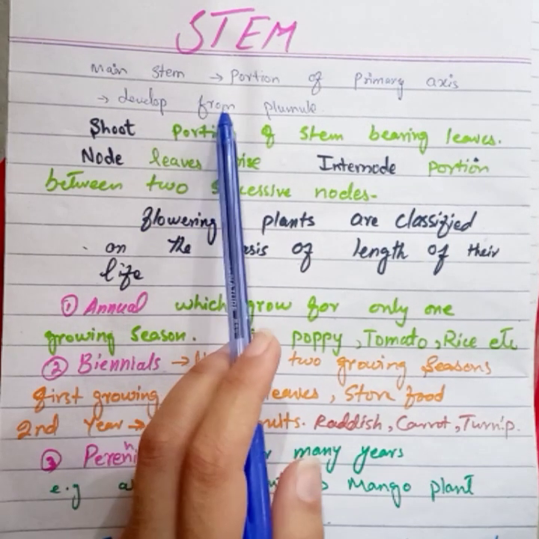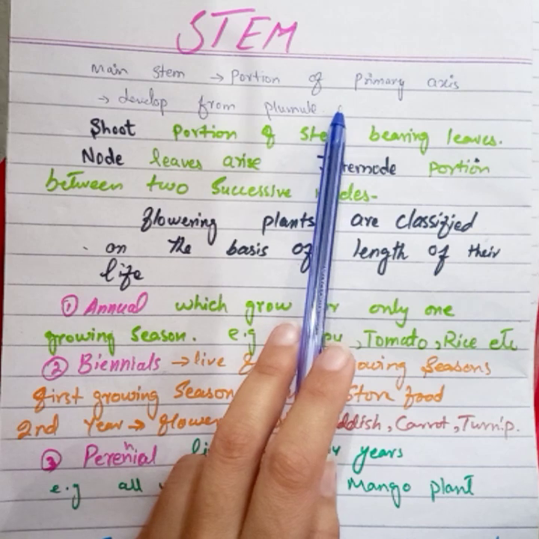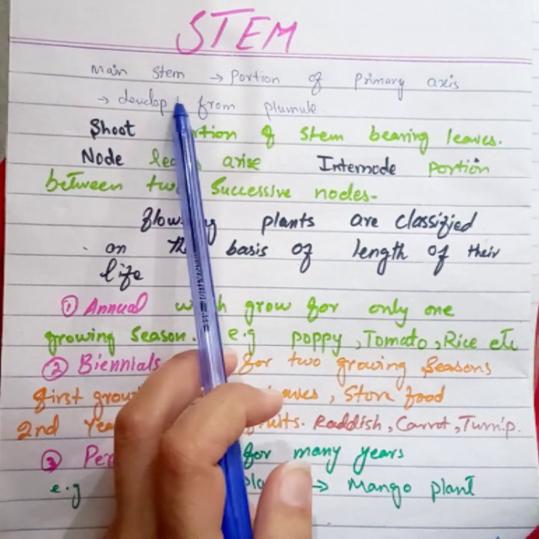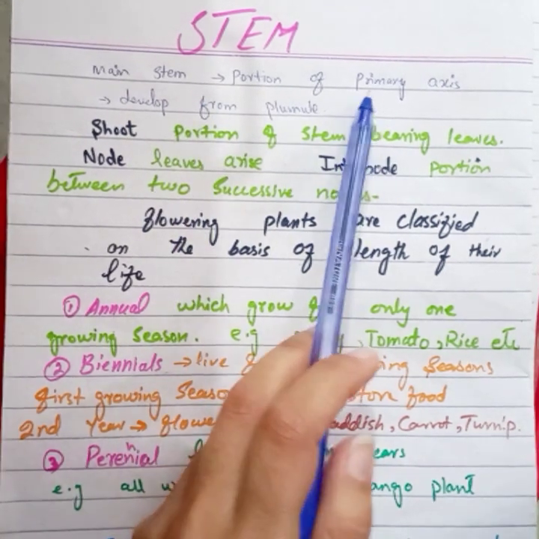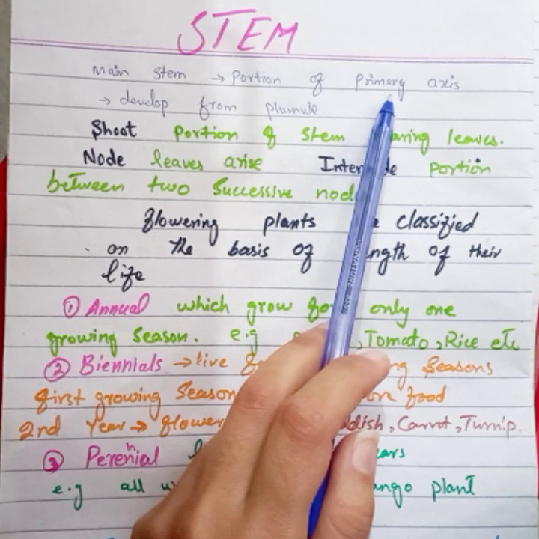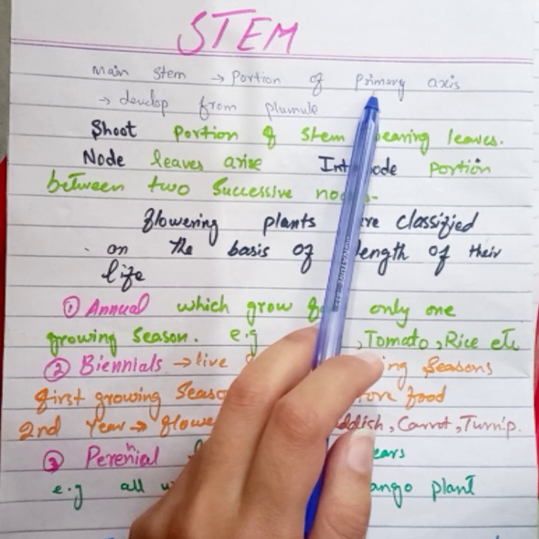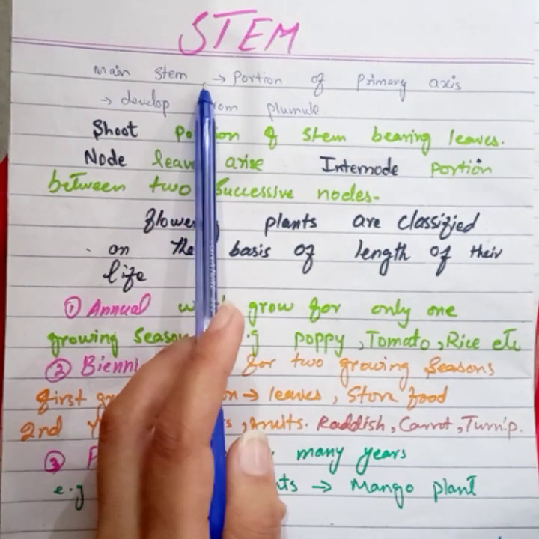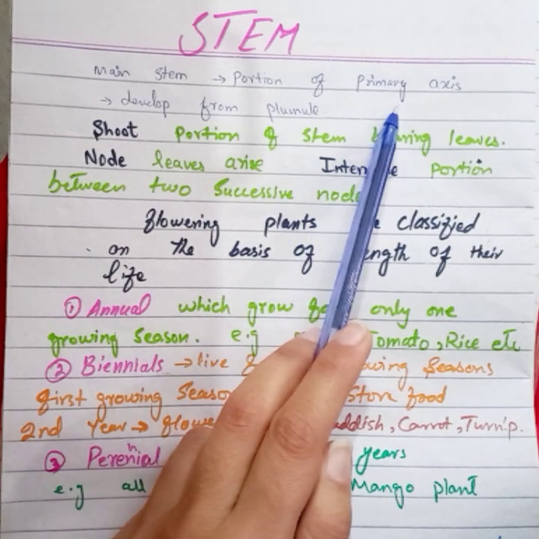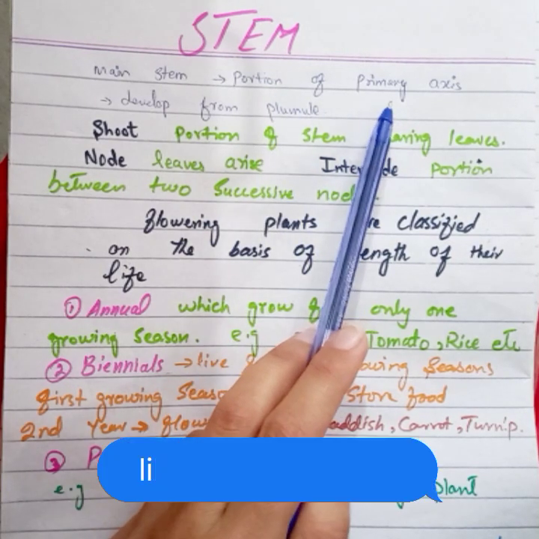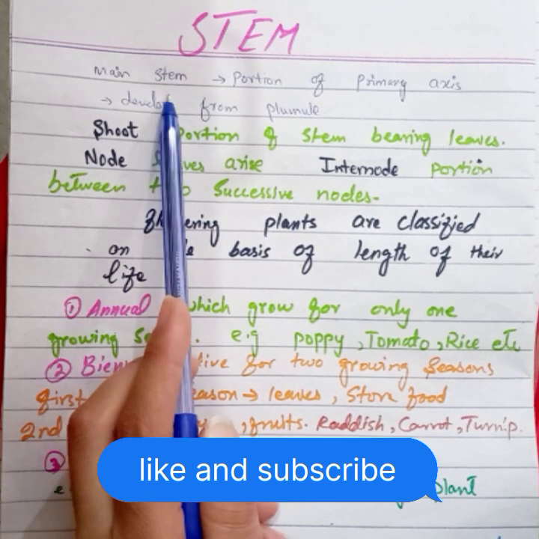The main stem is the portion of primary axis of the plant which develops from the plumule. Okay, main stem is what? The portion of the primary axis. What is the primary axis? The primary axis is the part of a seed. So for this, you have to watch first the structure of a seed. We have already met lecture on that as well. So the portion of the primary axis of the seed or of the plant which is developed from the plumule is known as the main stem.